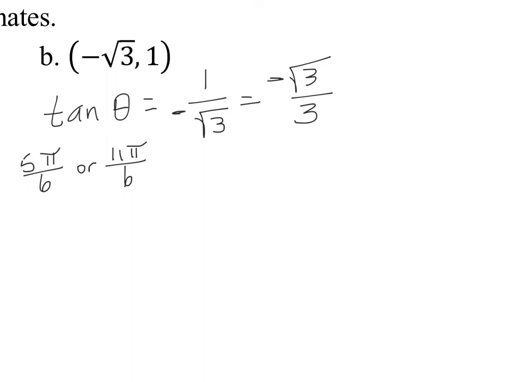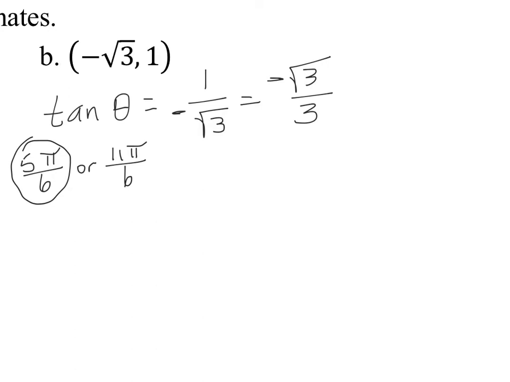So I want to look to see where this point is located. If I've gone negative on the x and positive on the y, that puts me in quadrant 2. So I want to pick the angle that's in quadrant 2, and that would be 5 pi over 6. So that's going to be the angle for my coordinate.